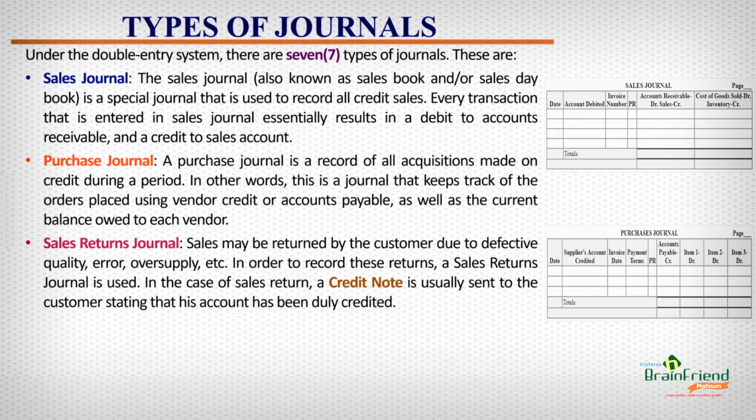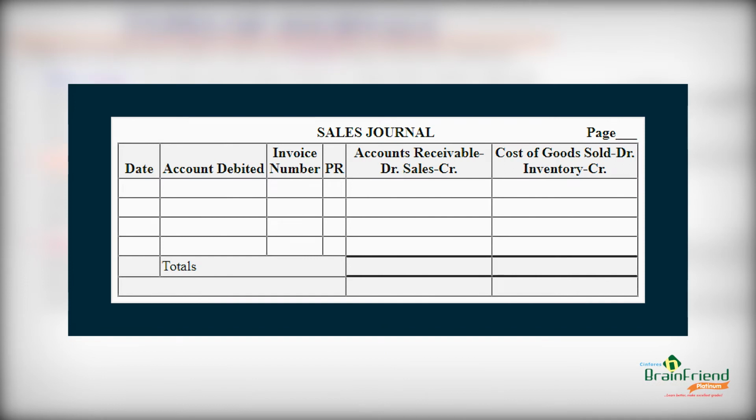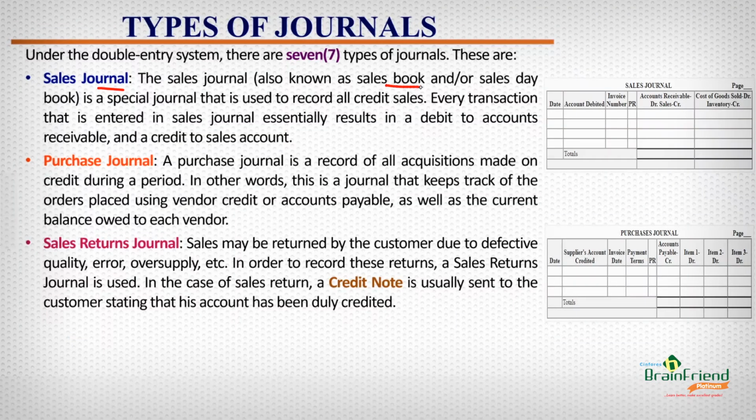Now, what are the types of journals? There are various types of journals, but for this class, we'll look at a few of them. The first of them, sales journal. The sales journal, also known as the sales book, records all credit sales. Credit sales means what you have sold to people.